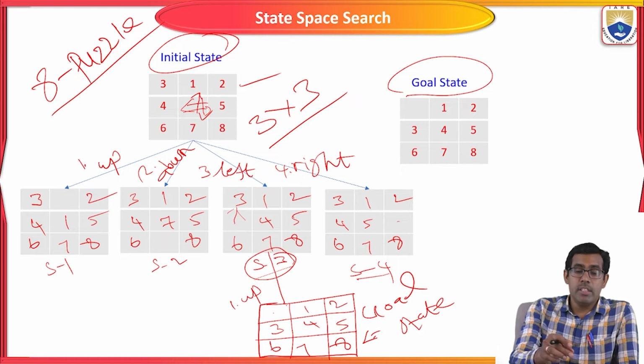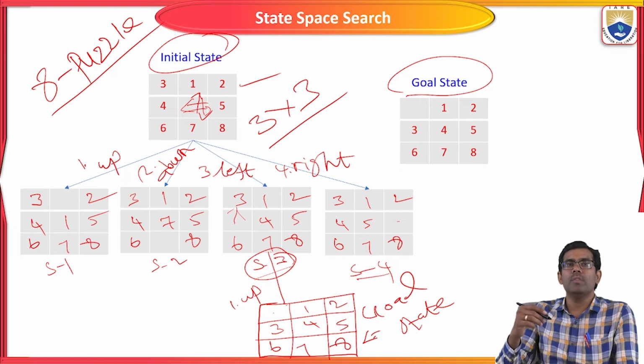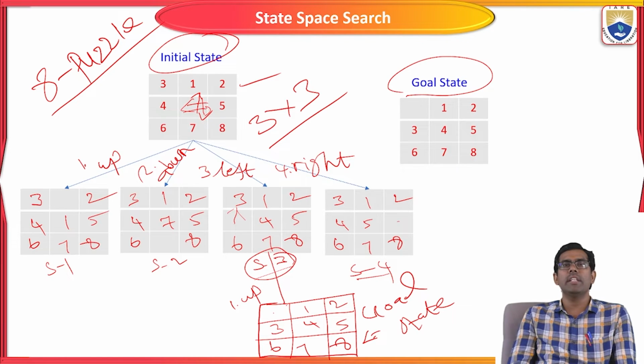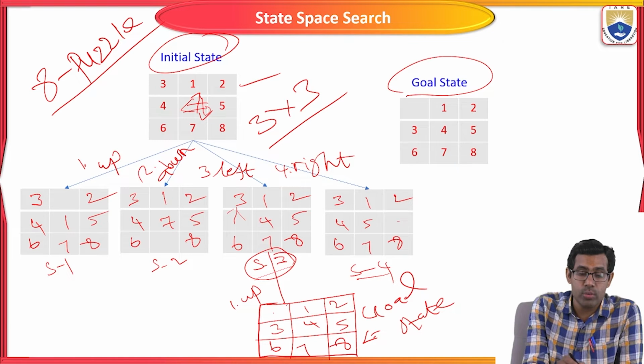So from the initial state to the goal state, we are going to do some specific operations. We can take any kind of operations based on the searching techniques. Here we consider up and down and also left and right. Based on that, if you have different operations, it will produce a different state.